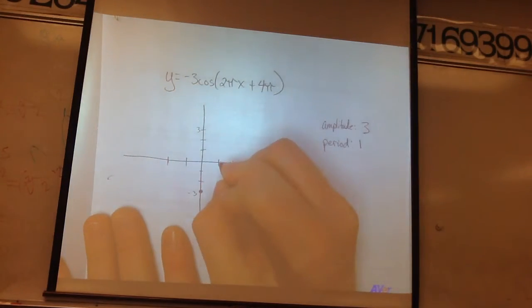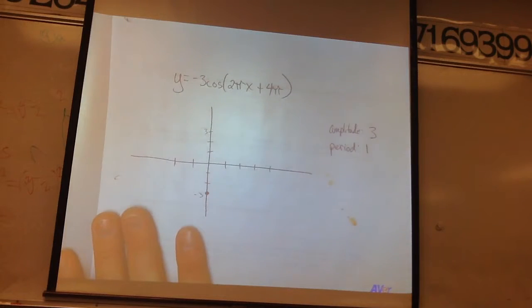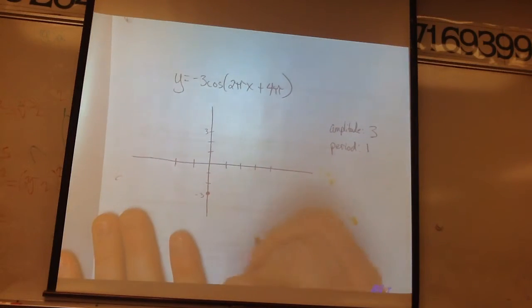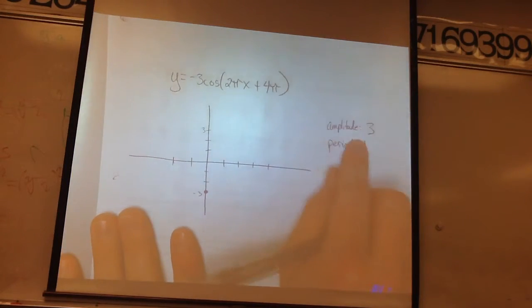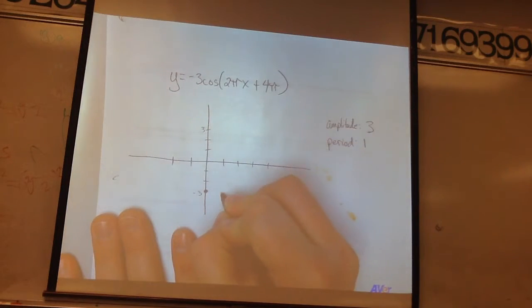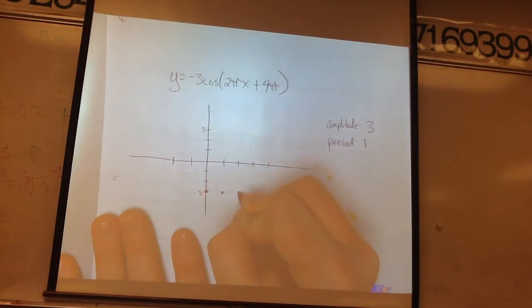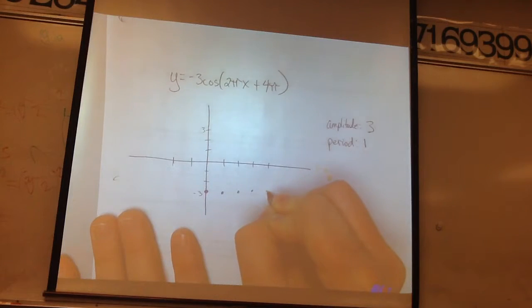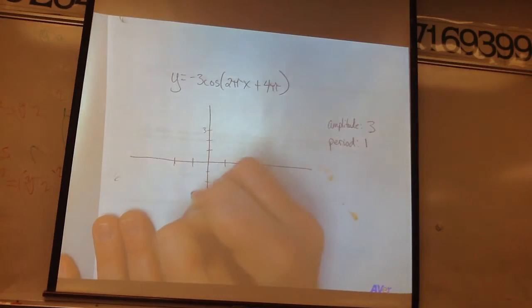So what else do we know? We've got lots of points. Every time you go over 1, it's still going to be a -3. Boom, boom, boom, down.